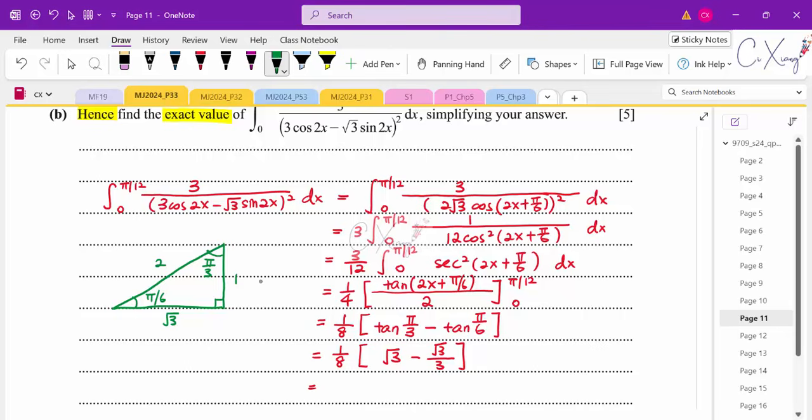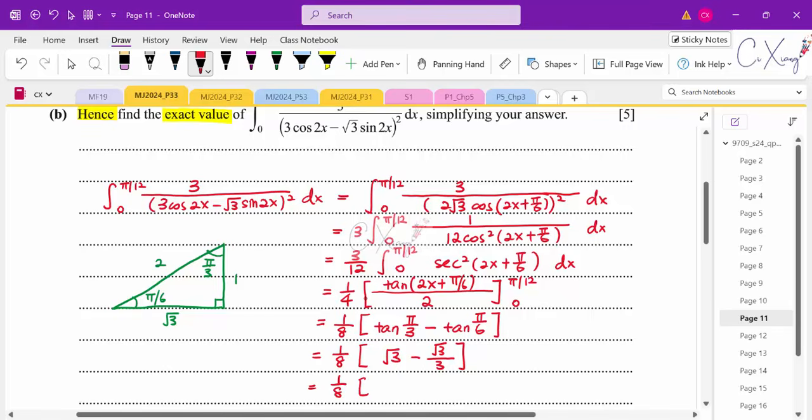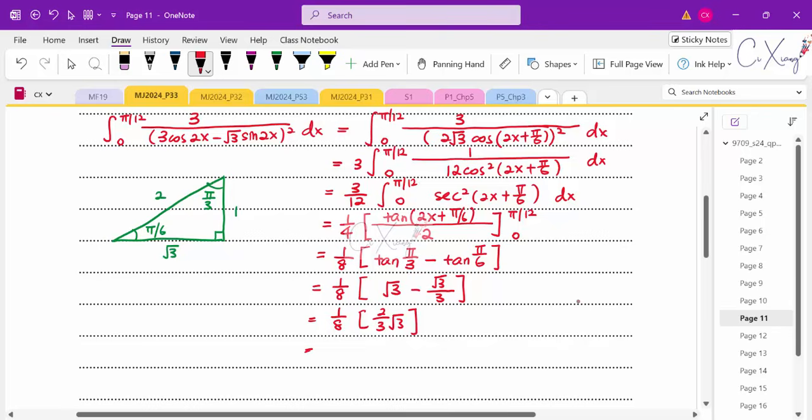Tangent pi over 6 will be 1 over sub 3. But 1 over sub 3, after you rationalize it, you will be having sub 3 over 3. So you can make something like sub 3 is an apple. So you're having 1 apple minus 1 over 3 apple. So you're having 2 over 3 apple here. Then you further simplify it. You'll be having 1 over 12 sub 3. Alright, so this is how we find out the exact value for this integration.